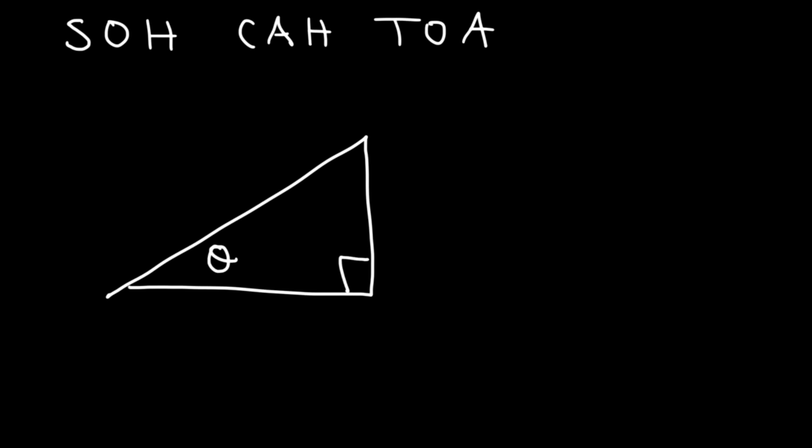Now, there's three sides of this triangle that you need to be familiar with. Opposite to theta, this is the opposite side. And next to the angle theta is the adjacent side. And across the box, or the right angle of the triangle, is the hypotenuse. That's the longer side of the triangle.